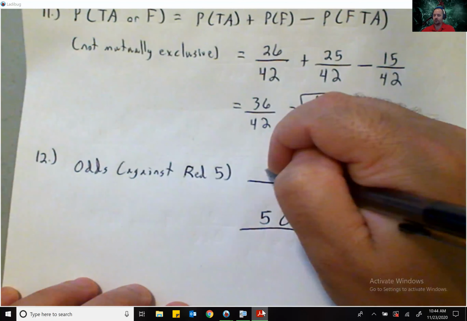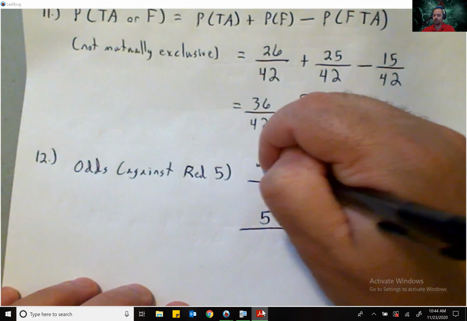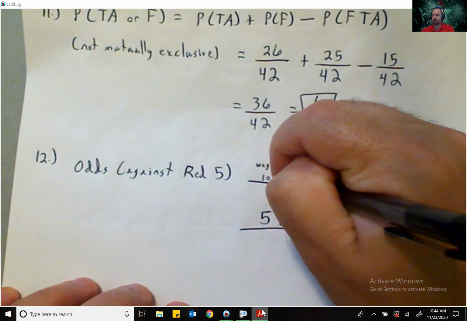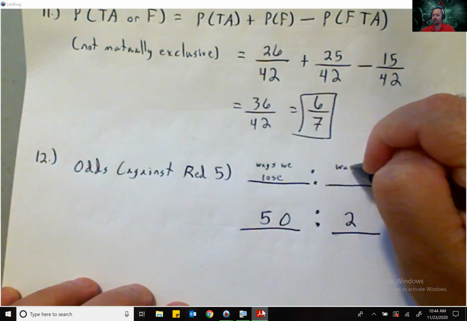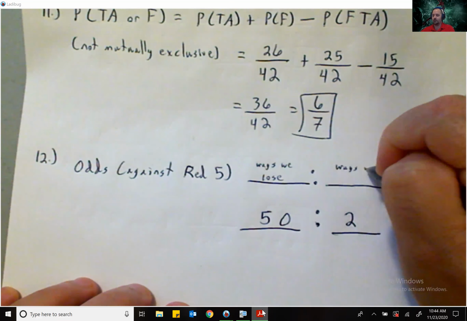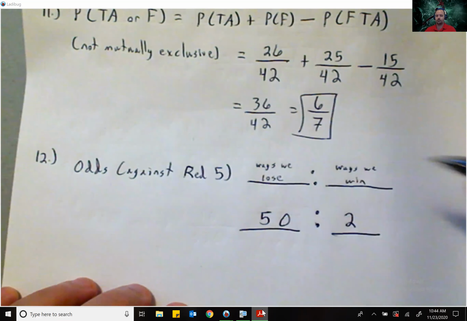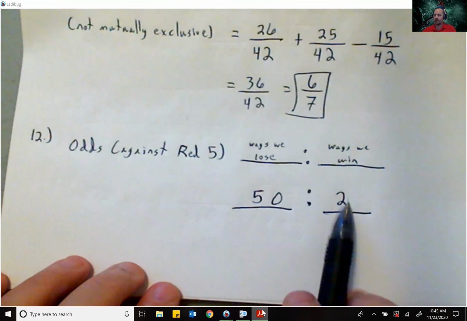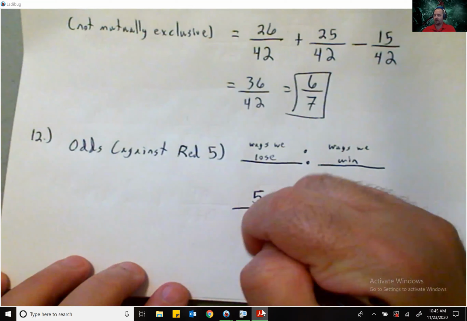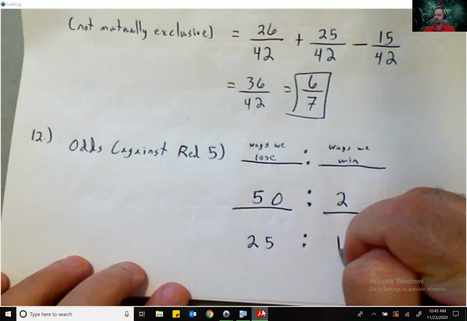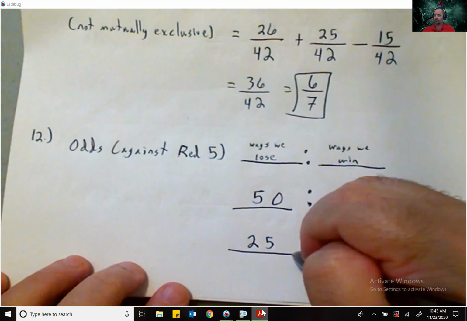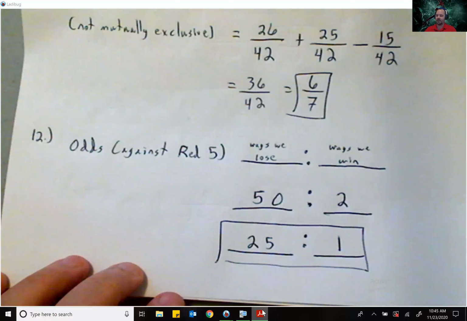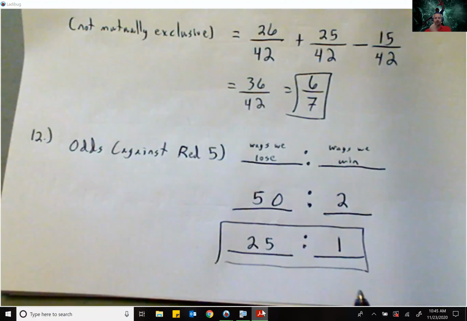So these are all the ways we lose. Ways we win. If you reduce this, it will become 25 to 1. And that's what they're looking for. Make sure you reduce it. It's like a fraction. Both numbers can be divided by 2.